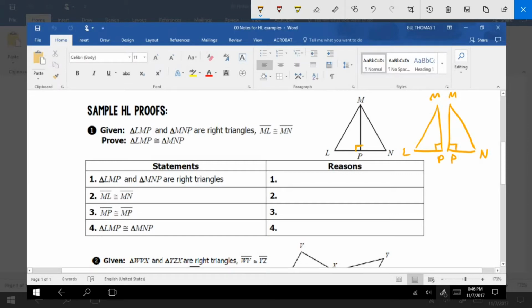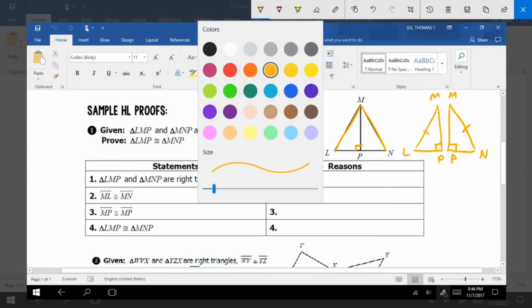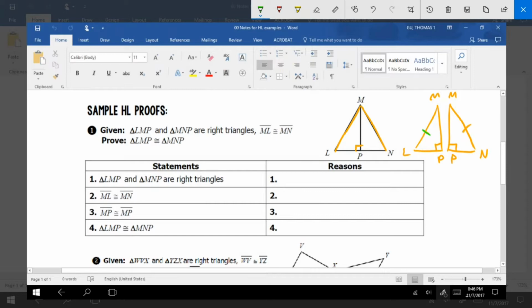Right away from knowing that's a right angle, you can think about, can I find hypotenuse leg? Then they tell us that ML, that's right here, is congruent to MN, that's right here. So these two sides are congruent. And lastly, we need one leg. Is there a leg that's congruent? Look how they both share MP. They're both using this line MP. So of course that's going to be congruent to itself. Look, MP is congruent to MP.